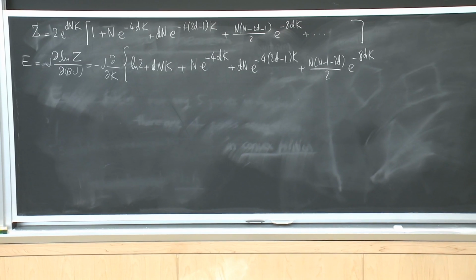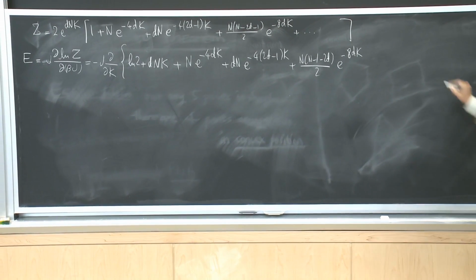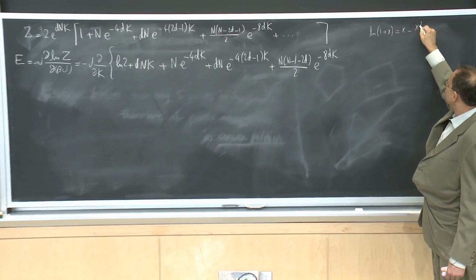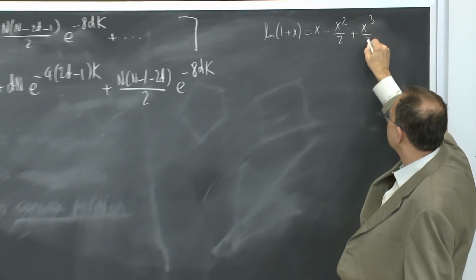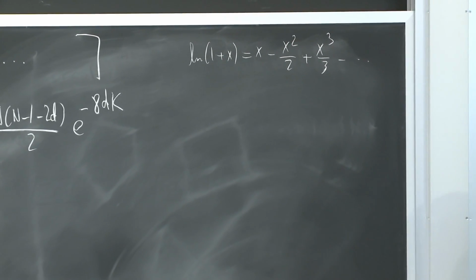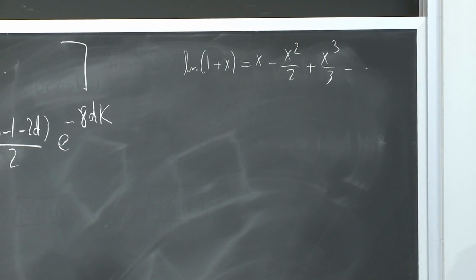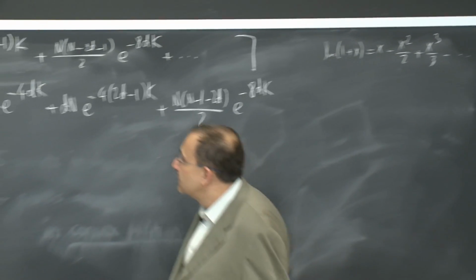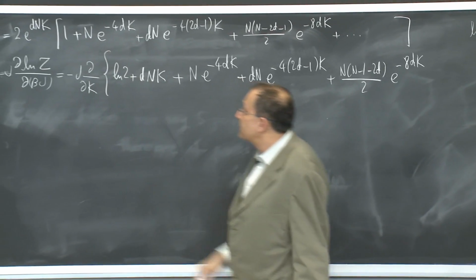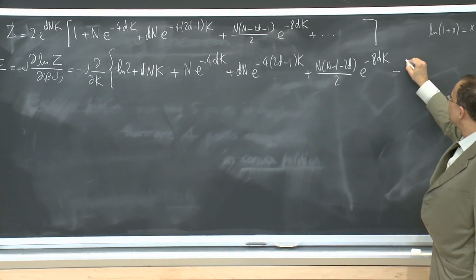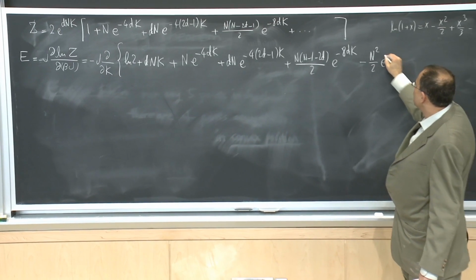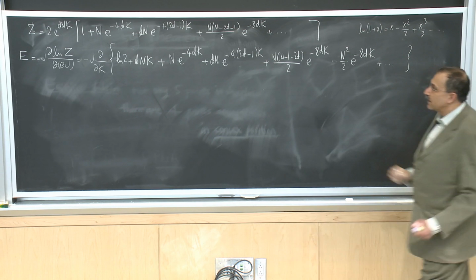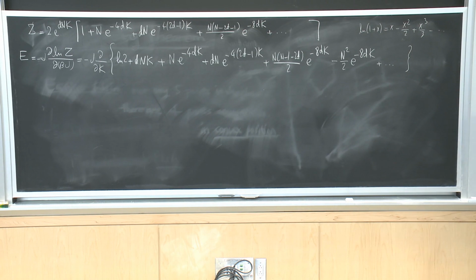But then remember that log of 1 plus x is x minus x squared over 2 plus x cubed over 3 and so forth. So if x is my small quantity, I will have a correction which is minus x squared over 2. Let's just do it for this first term. I will get minus N squared over 2 e to the minus 8dK, and there will be a whole bunch of higher order terms.